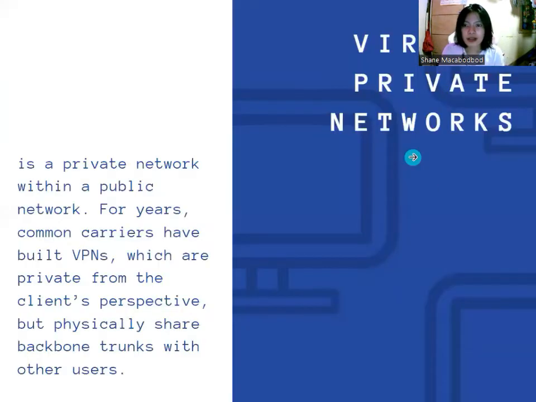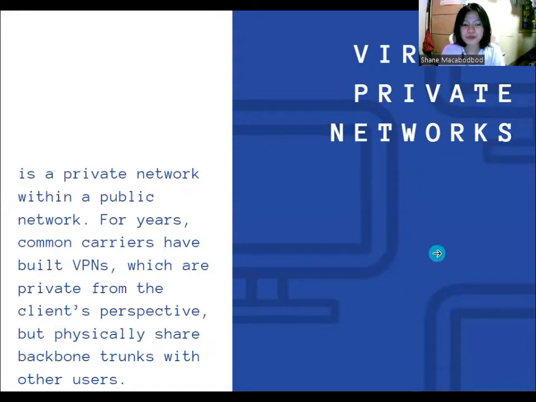Next is the virtual private network or the VPN. It is a private network within a public network. For years, common carriers have built VPNs which are private from the client's perspective, but physically share backbone trunks with other users. So, for example, there is a site that only specific persons can access, but they can only access it inside the premises, for example, in a workplace, in their building. When they are not in the premises, they cannot access the site or their portal. So the tech will provide the VPN so that they can access the particular site.